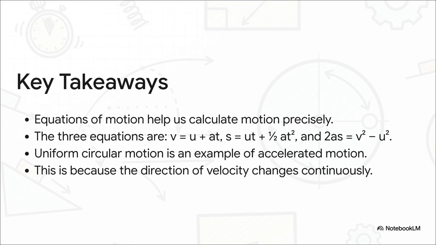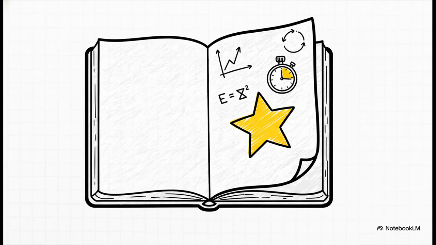And why is it accelerated? Because even when the speed is constant, the direction of motion is always changing, which means the velocity is always changing. Well done today. You have all done a great job of understanding these concepts. I would suggest you practice solving a few numerical problems using these equations. In our next session, we will conduct a full revision of this entire chapter on motion.